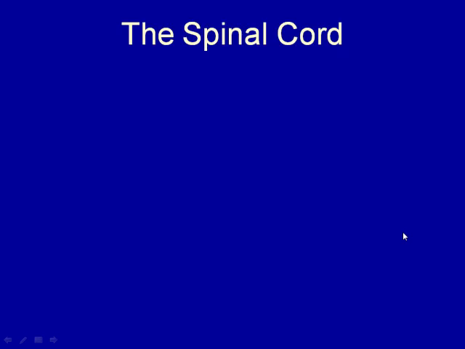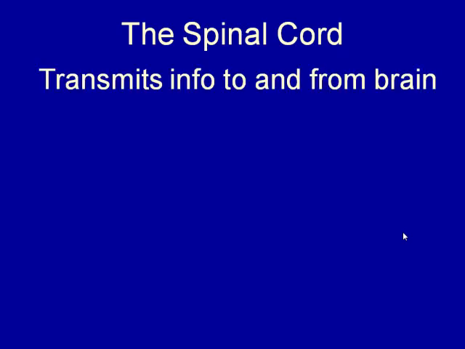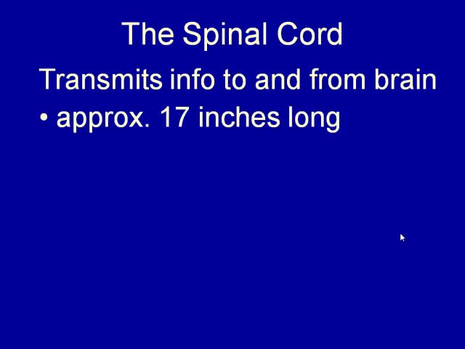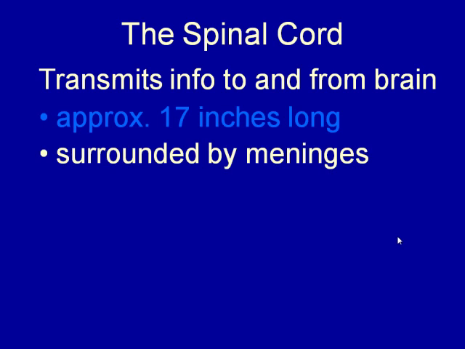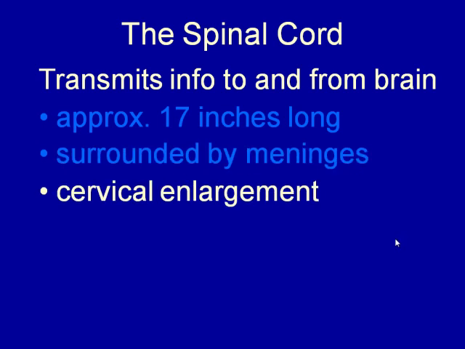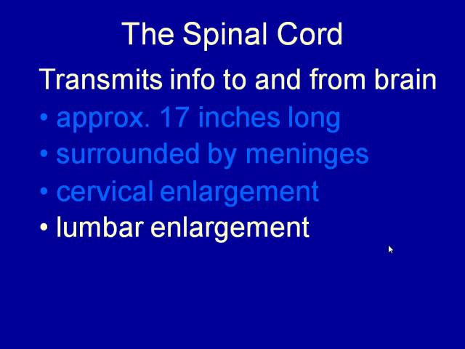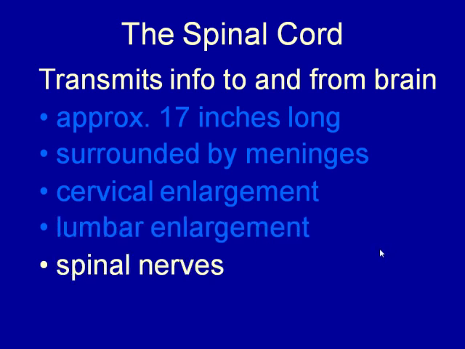Let's talk about the spinal cord. The spinal cord is the part of the central nervous system that is involved in transmitting information to and from the brain. It's about 17 inches long, so it does not extend all the way down the vertebrae. It stops at about L2. It is surrounded by the meninges. There is a bulge on it called the cervical enlargement up in the neck region because a lot of nerves come off of this area to go down the arms. And there is also a swelling on it in the lumbar region because a number of nerves come off to go down the legs. Attached to the spinal cord are the 31 pairs of spinal nerves.